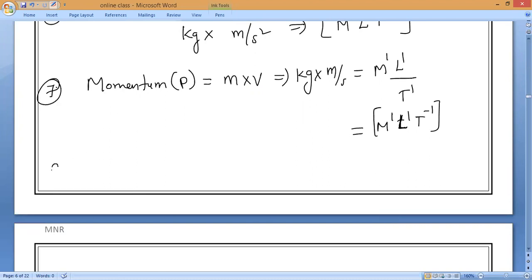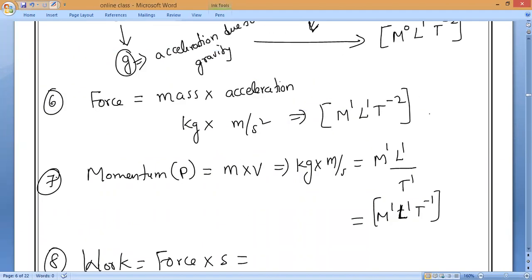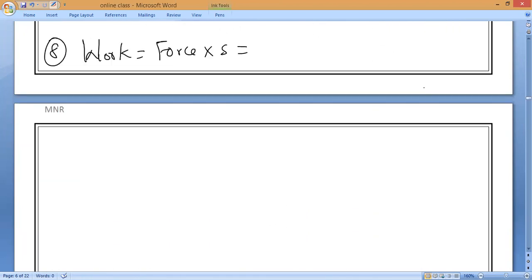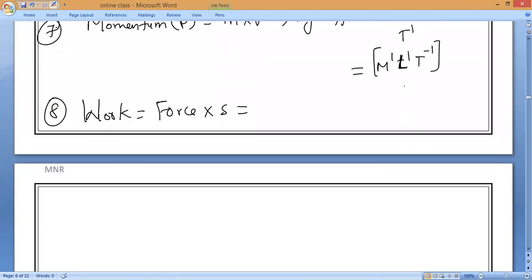Next, work or work done. What is the formula for work? Work equals force into displacement. Now, we all know force already. Dimensions of force. By this time, you should tell me. Dimensions of force, please. M^1 L^1 T^-2. You should learn it. That's what I'm saying. Dimensions must be in our tongue always. So, tell me, what is the dimensions of force? M^1 L^1 T^-2.